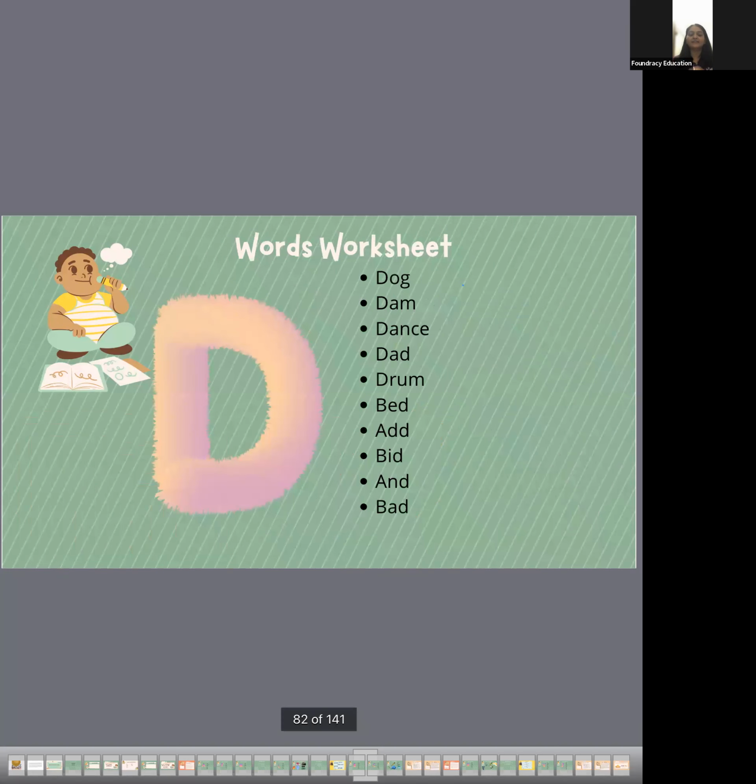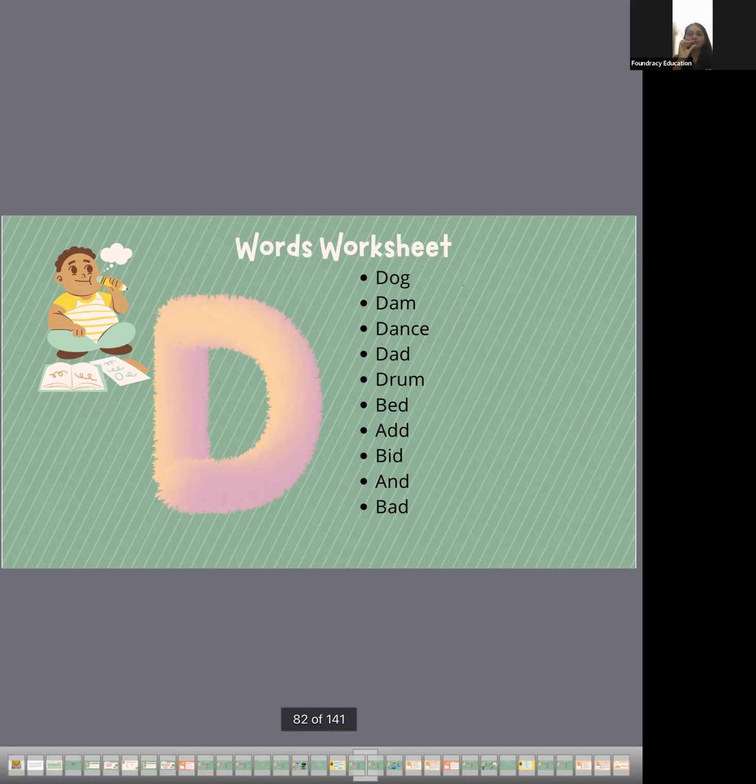Next sound is again similar to b. The sound is d, d og, d am, d ants, d ad, d rum. Now the second group: be d, a d, be d, and d, ba d. It's not duh. Don't open your mouth when you say d. It's not duh. That is your default adding at the end. That's called the schwa sound. We are not supposed to add it. You're supposed to just say it even without moving the lips. D, d, d. Just try to say d even without moving your lips.